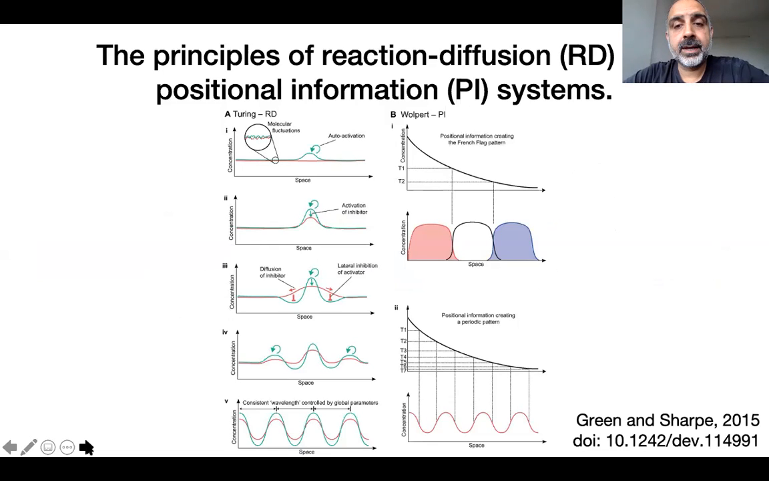So this very beautiful review from Jeremy Green and James Sharp talks about these Turing patterns. What they've suggested is that if you can lay these kind of oscillating wave-like patterns on positional information, so a different morphogen gradient causing a French flag type of approach, you can start seeing very beautiful patterns starting to emerge.